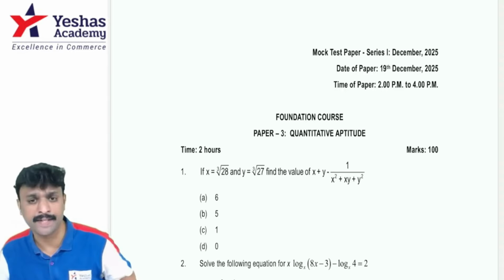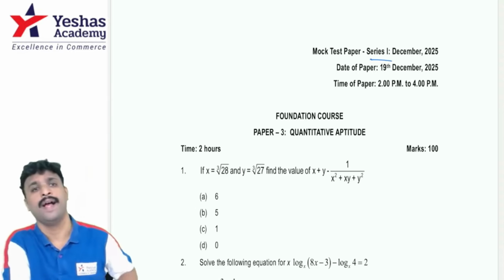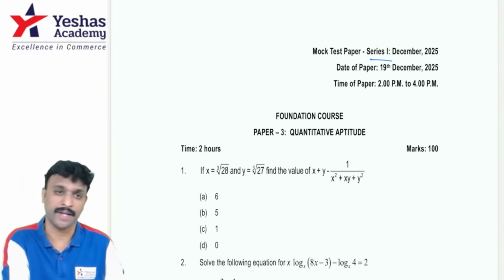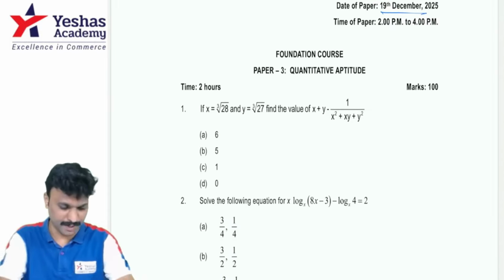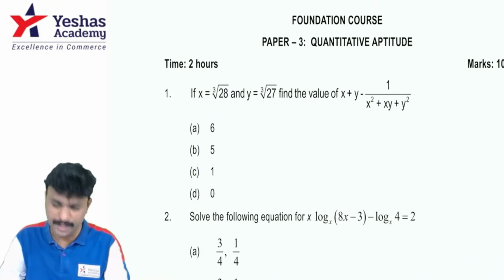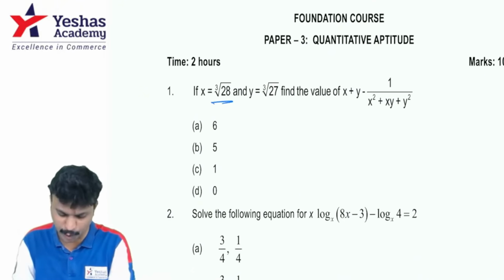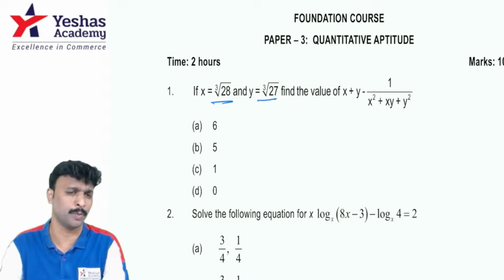Everyone, let's start analyzing the mock test paper series 1 that is published today on Quantitative Aptitude, that is 19 December 2025. Right? So let us quickly start solving the questions. The first question is x is equal to cube root of 28 and y equal to cube root of 27.